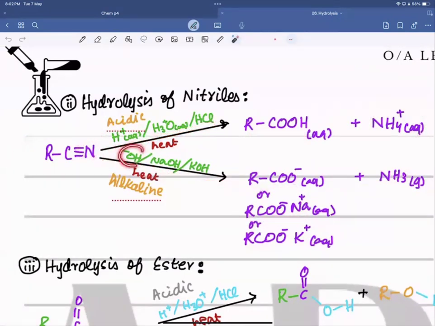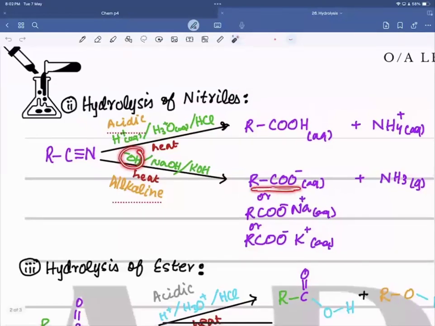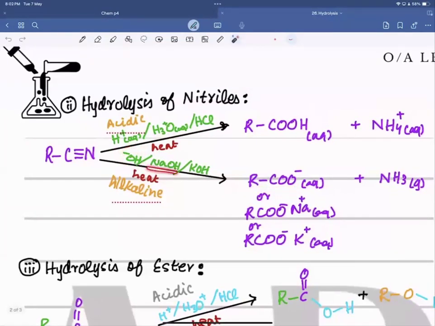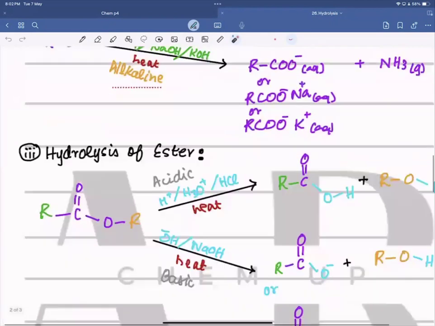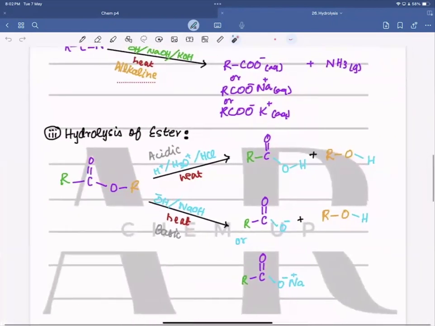Like if we just use OH, we just remove the H positive over here. If we use NaOH, we put a Na instead of a hydrogen over here. And if we use potassium hydroxide as an alkali, we put a potassium over here. And now ammonium is not formed. Instead, ammonia is formed. In the same way, if you look over here, it's an ester.